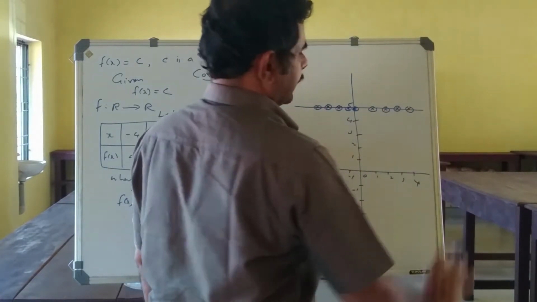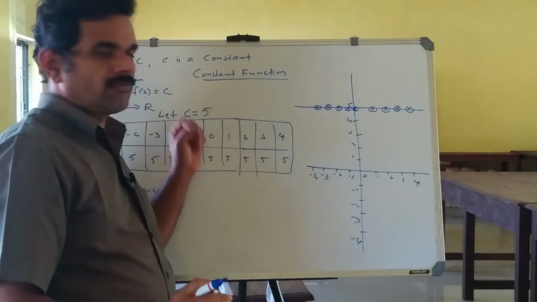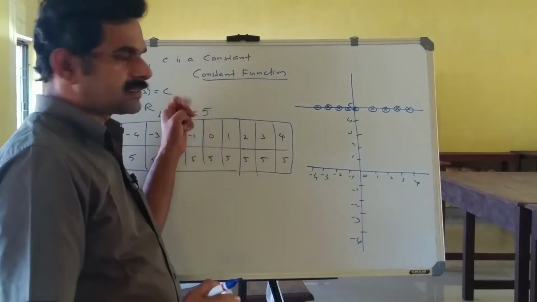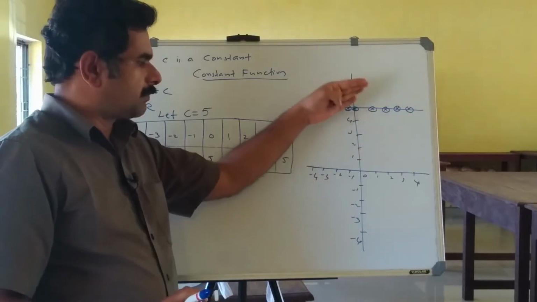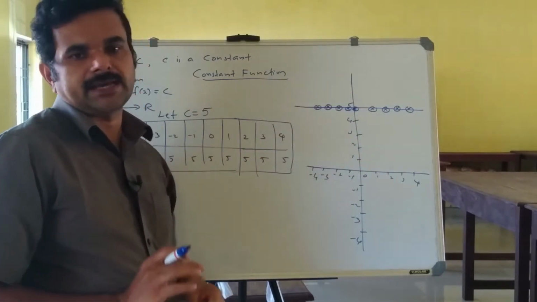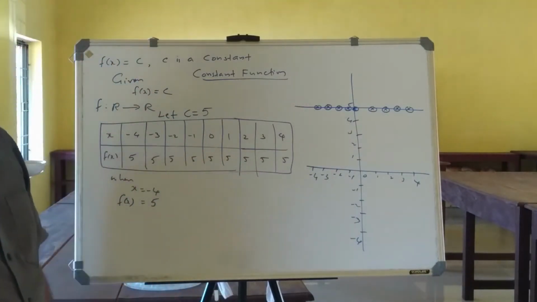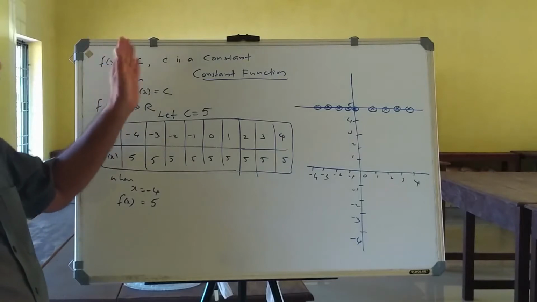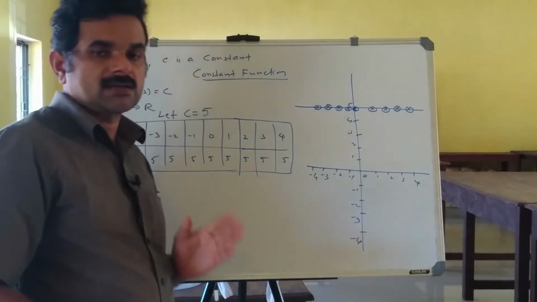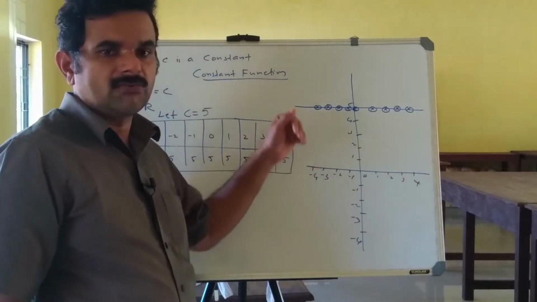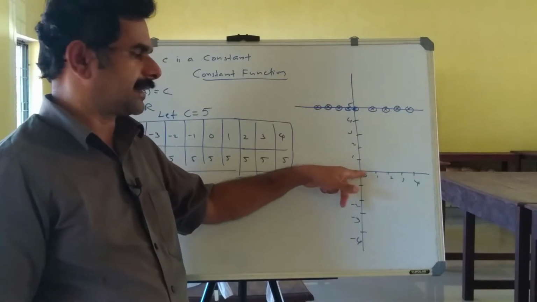Okay. Then join these points by using scale and pencil. It is another straight line, and this straight line passes through this 5, or this constant c, and this line is parallel to the x-axis. So f of x is equal to c, that is a constant function. The graph of a constant function is always a straight line which is parallel to the x-axis.